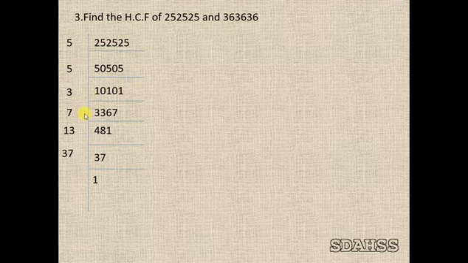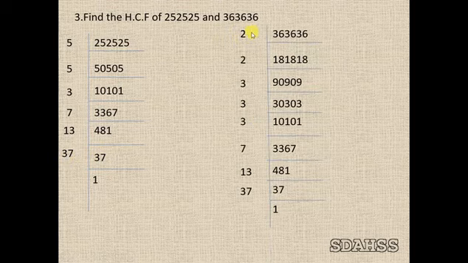Again it is divisible by 3 table. So 3 3s are 9, remainder 1, 11, 3 3s are 9, remainder 2, 20, 6 3s are 18, remainder 2, 21, 7 3s are 21. So it is divisible by 7 table. So 4 7s are 28, remainder 5, 8 7s are 56, 1 7 is 7. Then it is divisible by 13 table. So 37 one time.